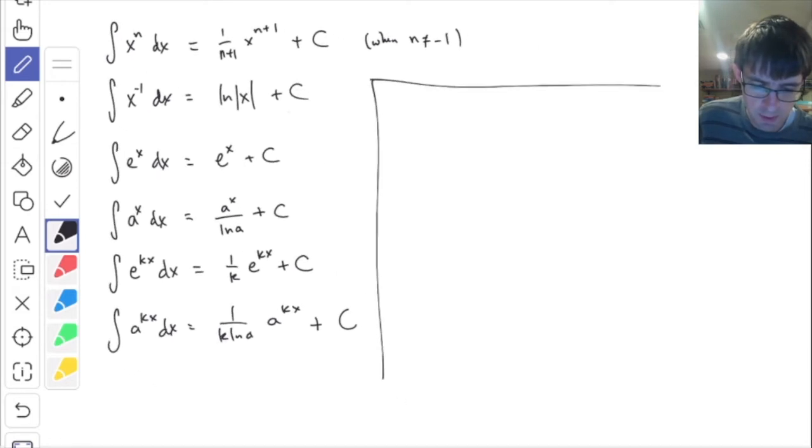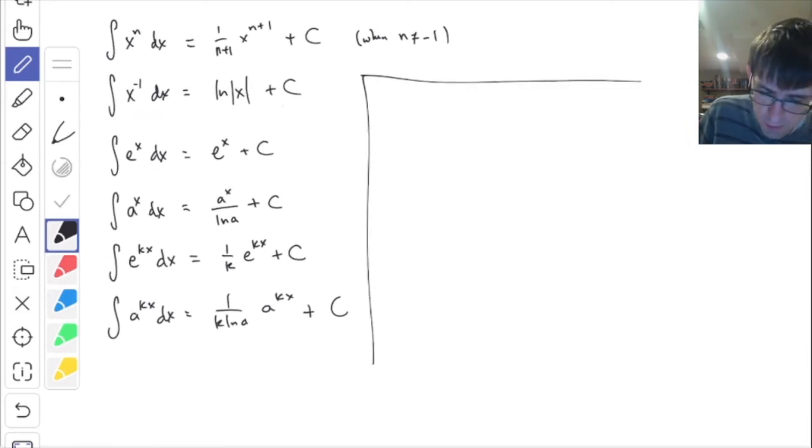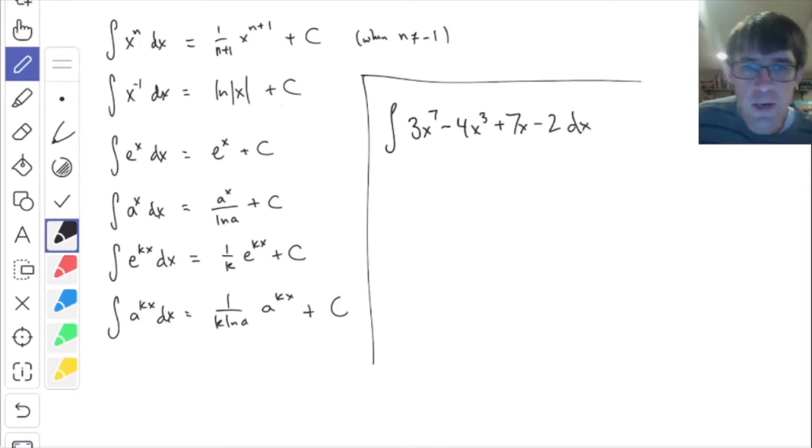So let's start with a simple one with just polynomials: the integral of 3x to the 7 minus 4x cubed plus 7x minus 2 dx. The integral of this whole thing. What we have here is a bunch of things being added together or subtracted, which doesn't matter. That means we can just do the antiderivative of each thing. We also have coefficients, but the coefficients don't really matter. They just end up as coefficients in front of the answer. So I can just say the answer immediately.